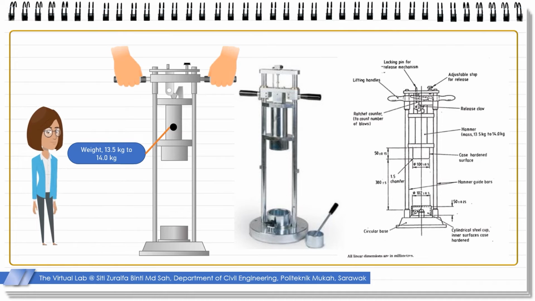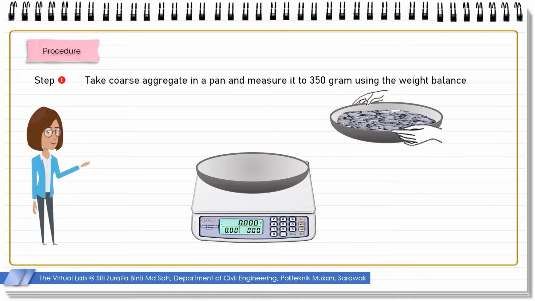Then, the aggregate impact value gives a relative measure of the resistance of an aggregate to sudden shock or impact, which in some aggregates differs from its resistance to a slowly applied compressive load. The apparatus consists of a steel test mold with a falling hammer as shown in figure. The hammer slides freely between vertical guides so arranged that the lower part of the hammer is above and concentric with the mold. Now, I would like to explain about the procedure of impact test value aggregate.